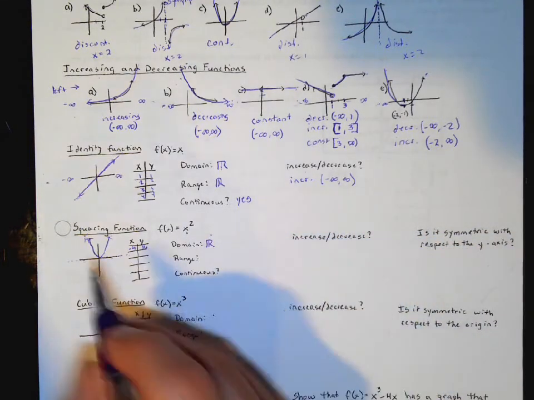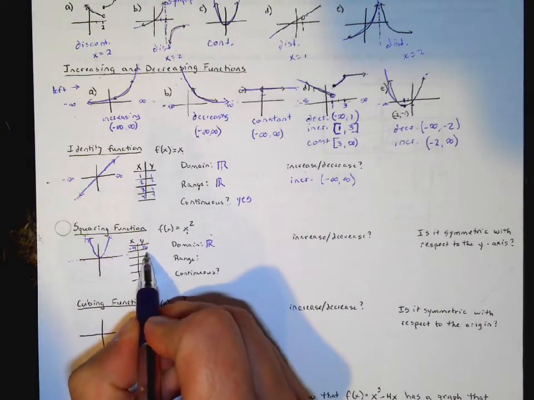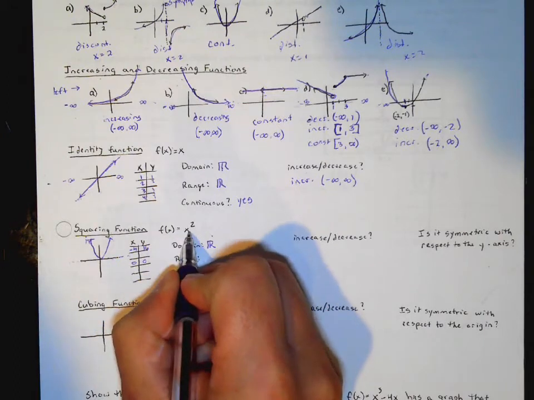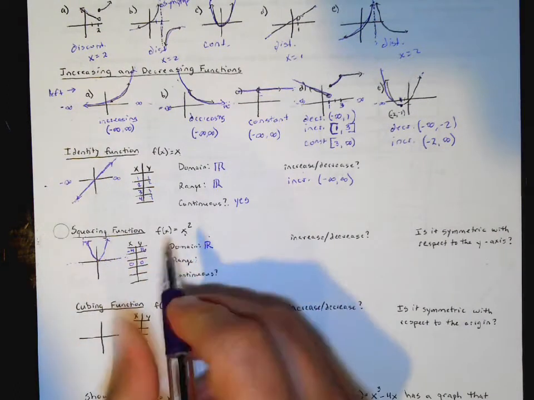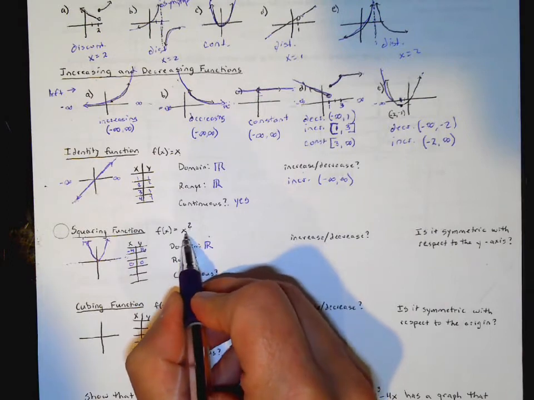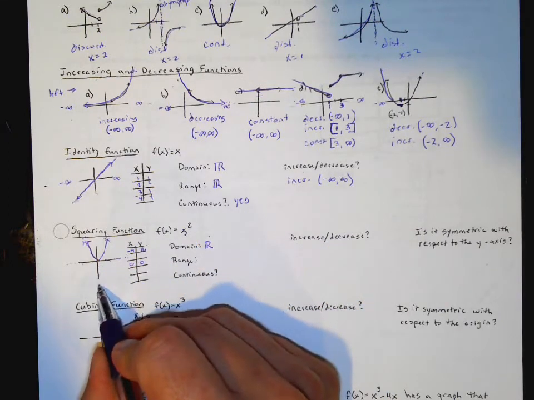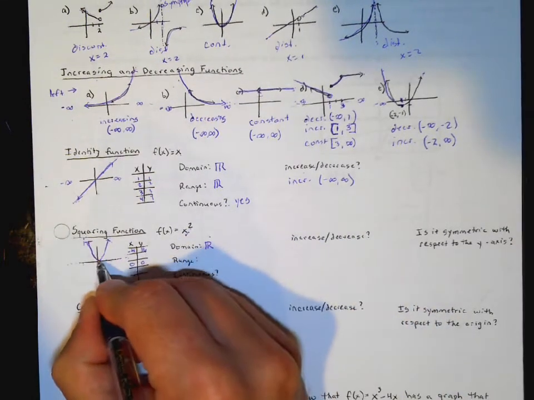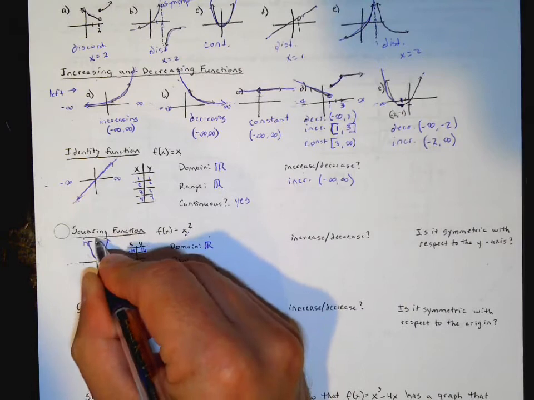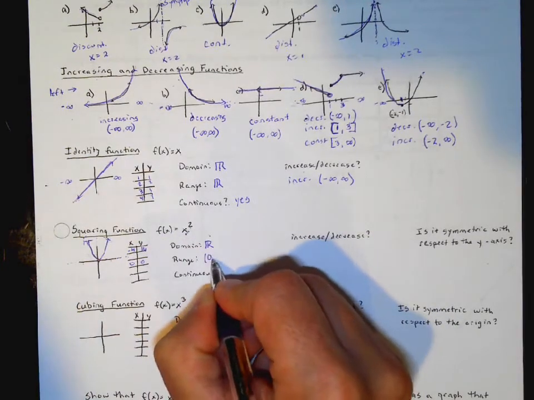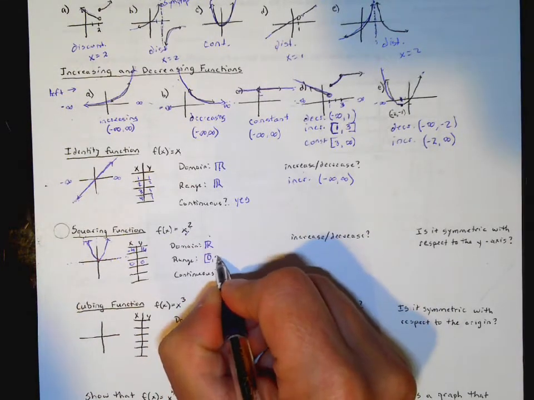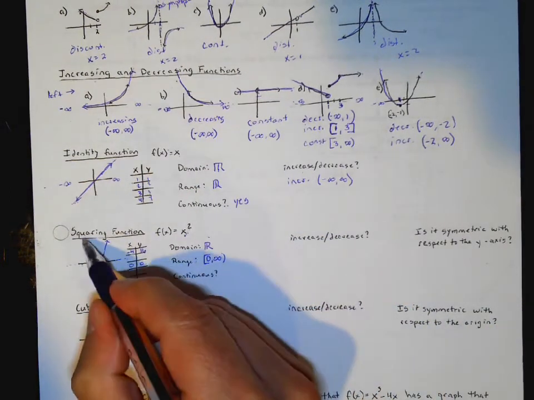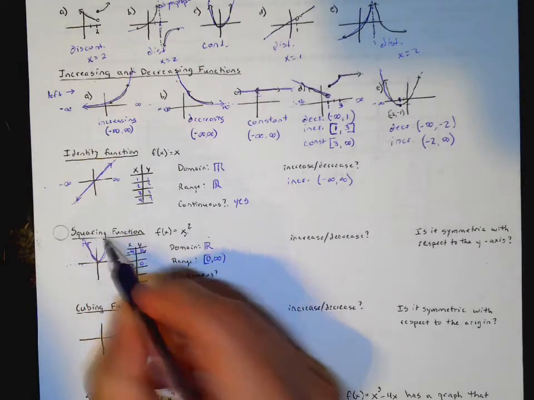Our range are our y values, so our outputs. Think about these y's here. 0, 0, if I square 0 in here, 0 squared is 0, so I have this point 0, 0. Can I ever square a number and have it be a negative output? Nope. It's always positive, right? So our range can be 0 up through our positive numbers. So from 0, including 0, to infinity. Is it continuous? Can I put my pencil down and draw it all the way through? Yes, it is.